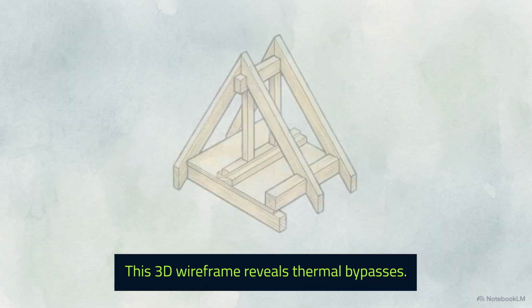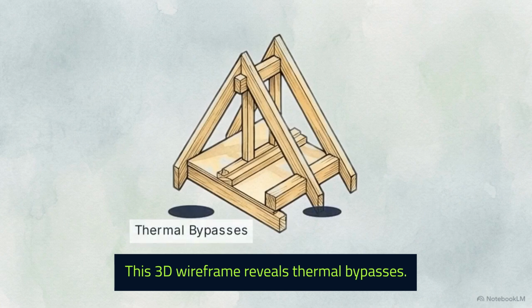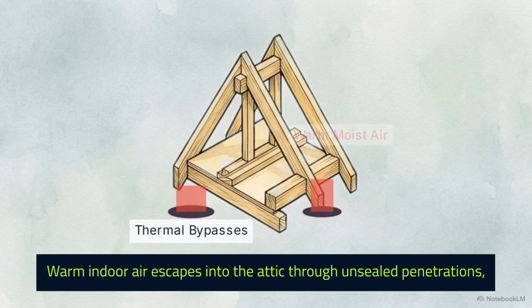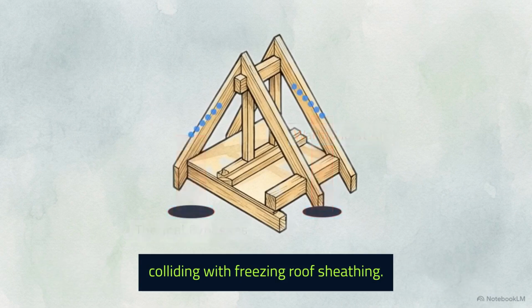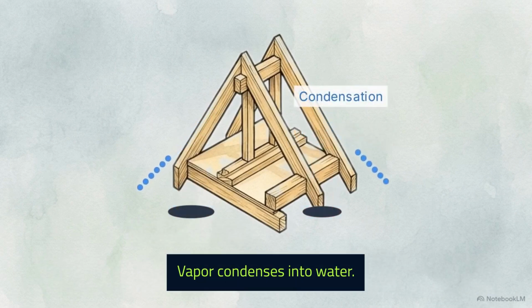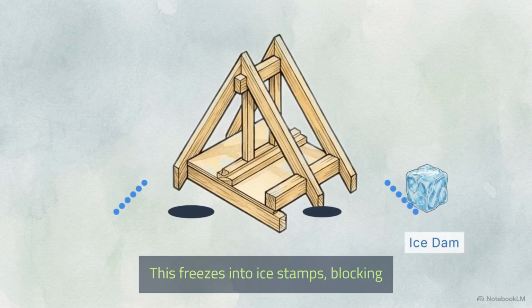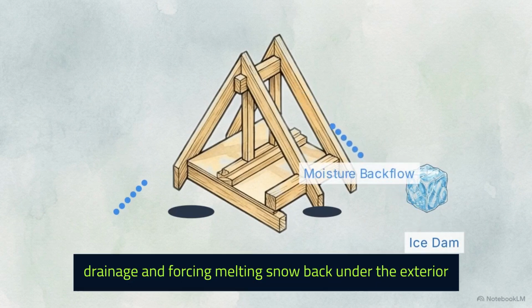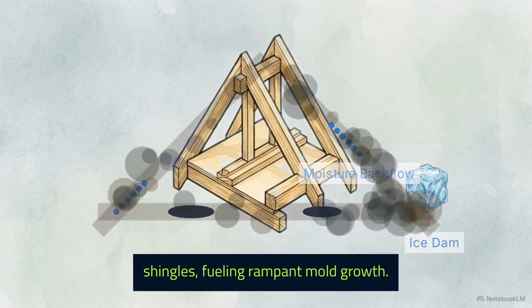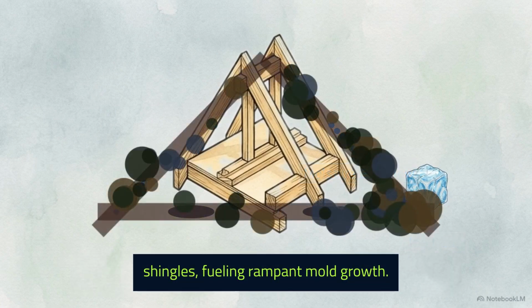This 3D wireframe reveals thermal bypasses. Warm indoor air escapes into the attic through unsealed penetrations. Colliding with freezing roof sheathing, vapor condenses into water. This freezes into ice dams, blocking drainage and forcing melting snow back under the exterior shingles, fueling rampant mold growth.